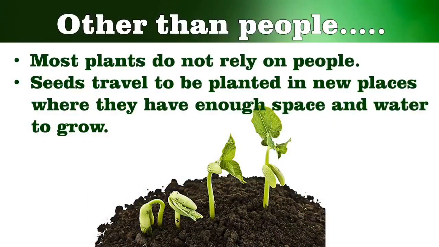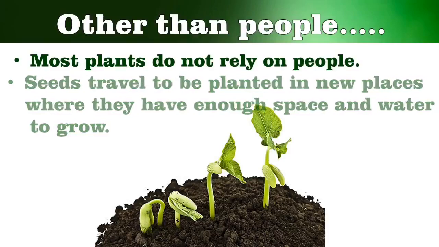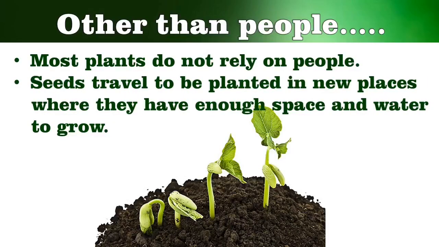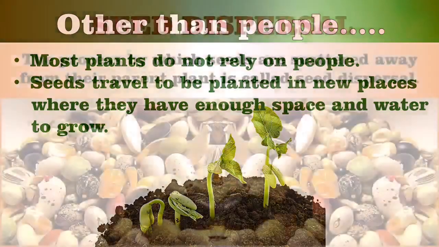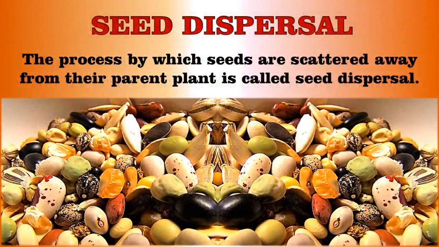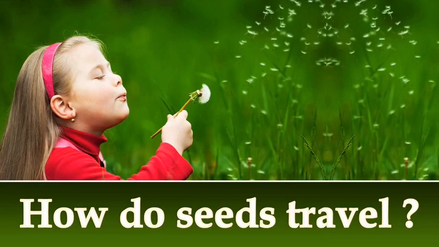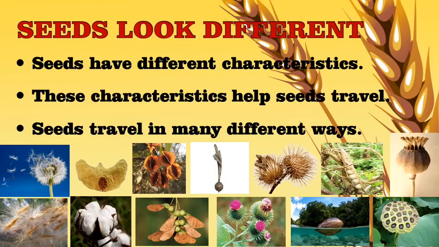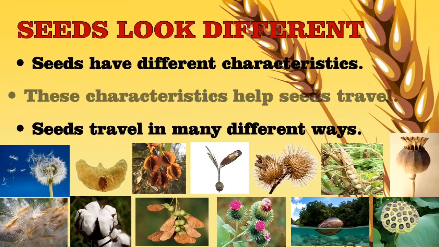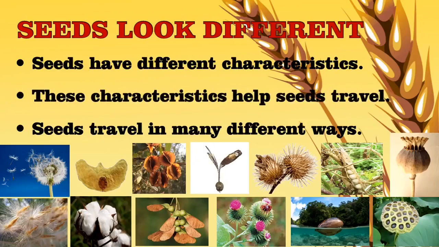Most plants do not rely on people. Seeds travel to be planted in new places where they have enough space and water to grow. The process by which seeds are scattered away from their parent plant is called seed dispersal. How do seeds travel? Seeds look different. Seeds have different characteristics. These characteristics help seeds travel.